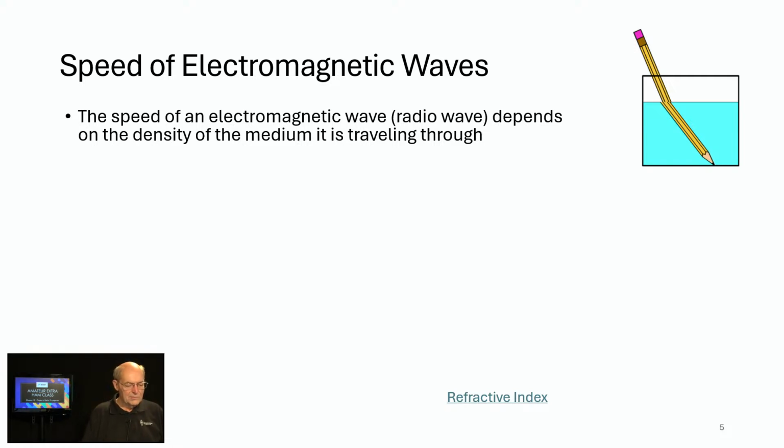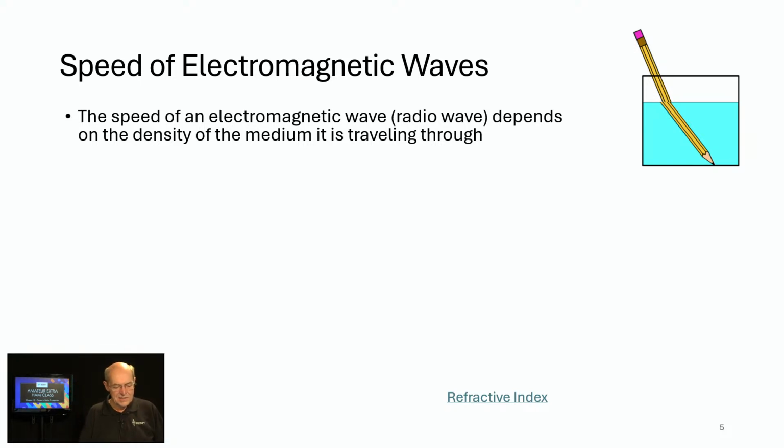All right, so what about the speed of electromagnetic waves? Well, most of us think that they travel at the speed of light. That's pretty much true. And the speed of electromagnetic waves in air is real close to the speed in space. But it depends upon the density of the medium that it's traveling through.